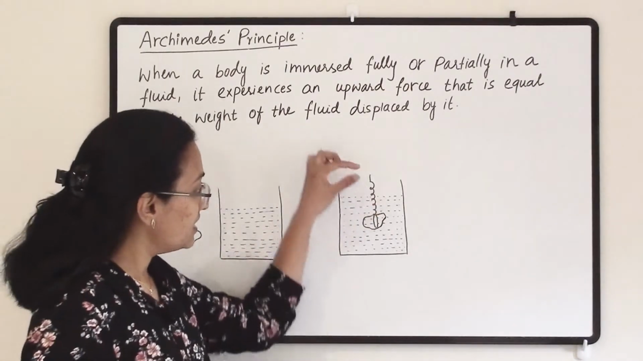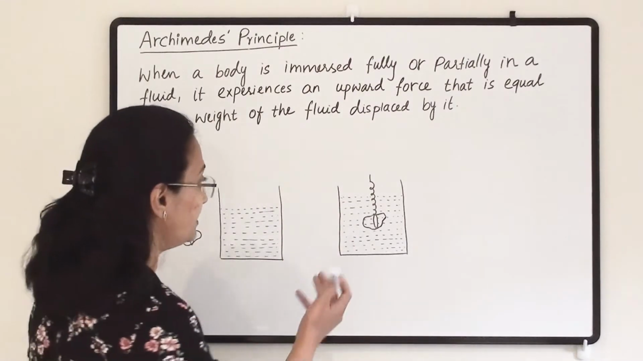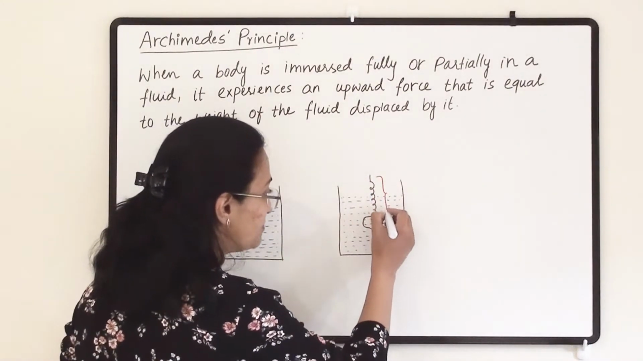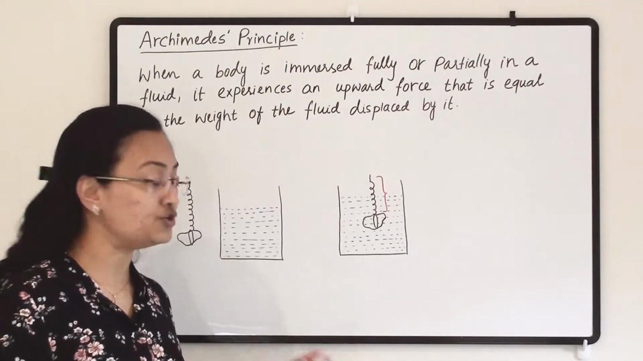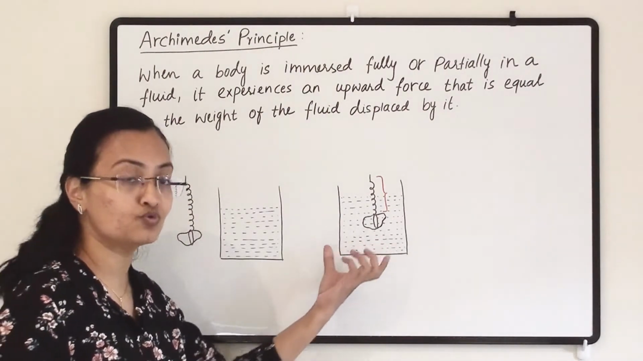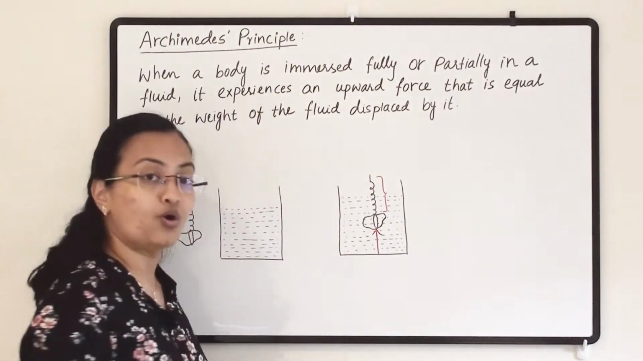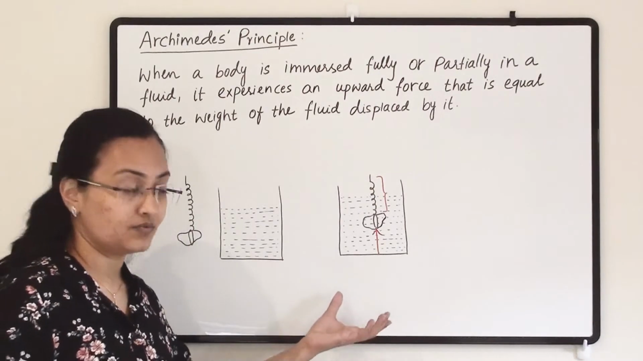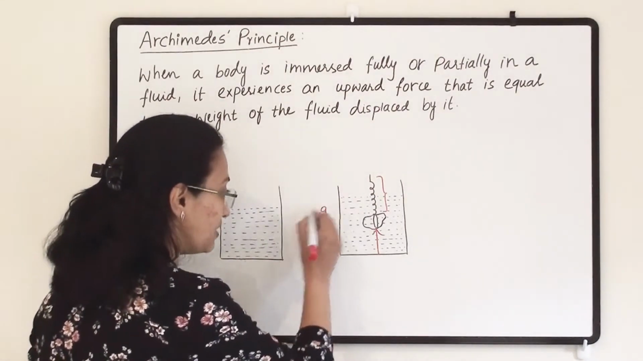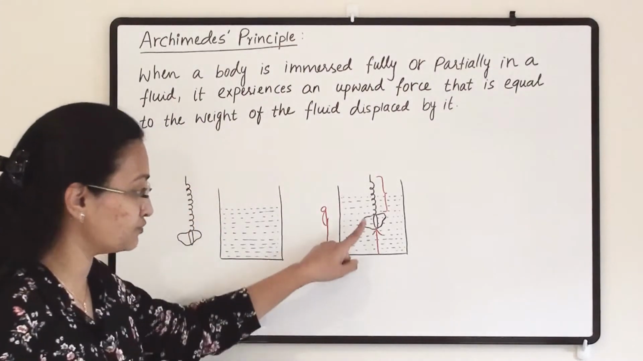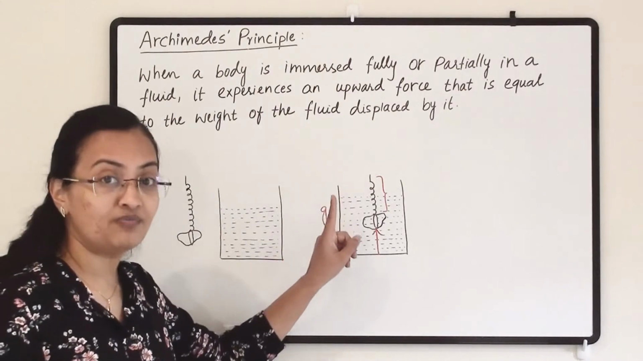Once we are immersing this stone into the water, we can see that the elongation of the string has been reduced. Elongation of the string has been reduced because of the upthrust force of the water, which will make the weight of the stone lighter, because gravitational force is applicable towards the downward direction, but the upthrust force, which is buoyant force, is applicable towards the upward direction.